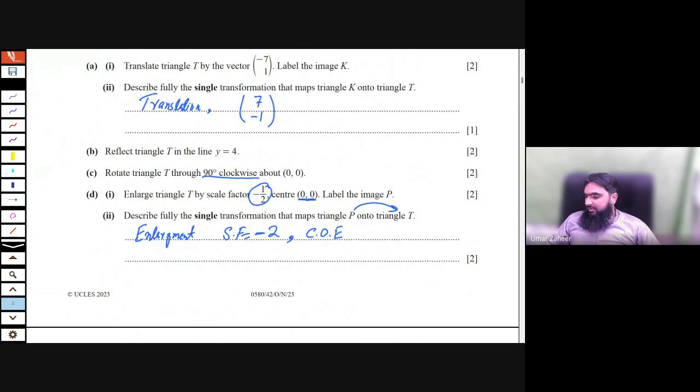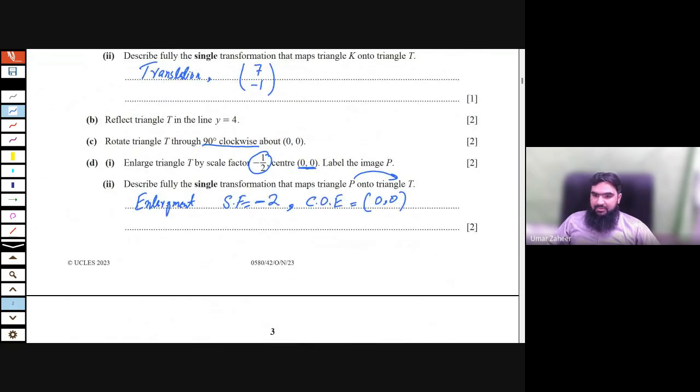Now, the center of enlargement, obviously the center of enlargement is going to be same as well. We are doing at 0, 0. So the answer will be 0, comma 0. Yes, Simon, any question? No, sir.